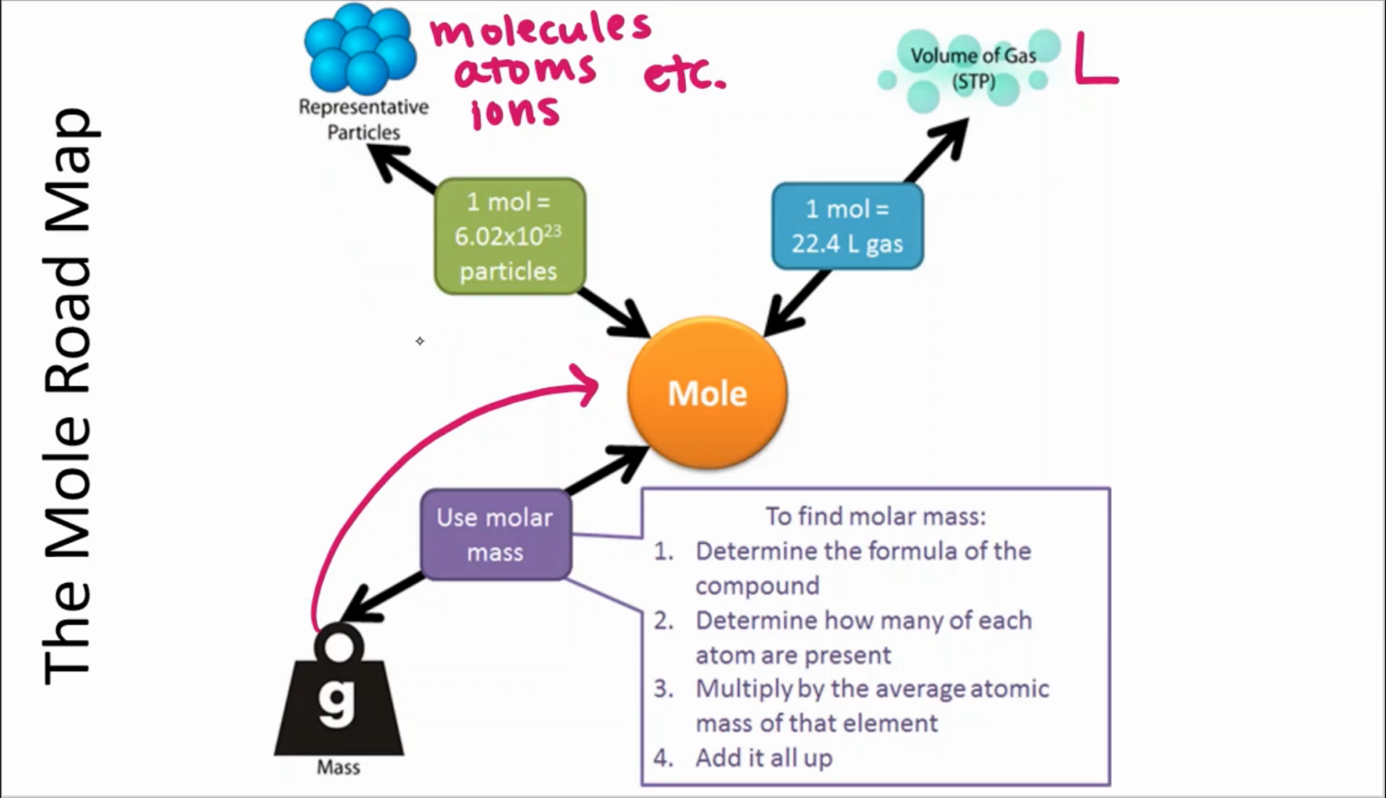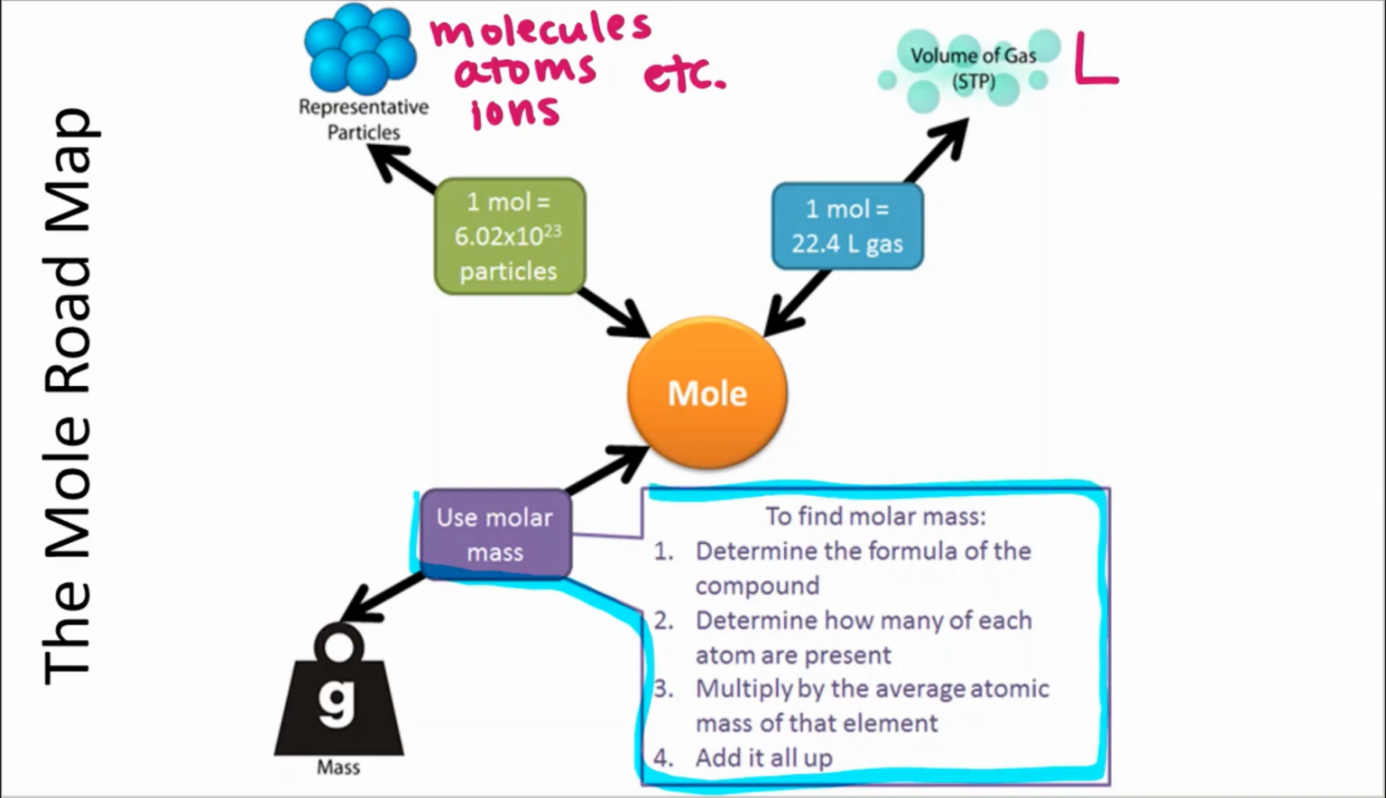So how do we change something from grams to moles? We're going to use molar mass. To find molar mass, we need to look at the chemical formula and then use the periodic table to look up the molar mass of each element, multiply it by the number of atoms in the compound, and then add it all up.